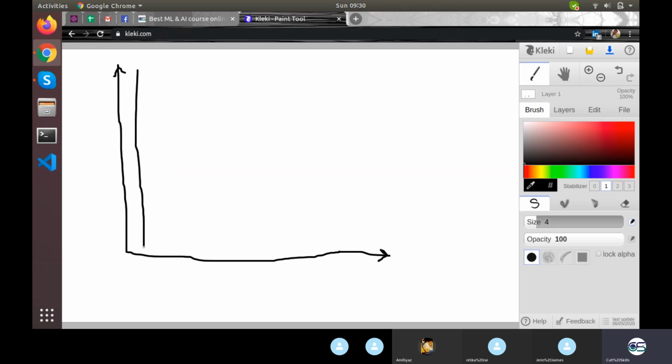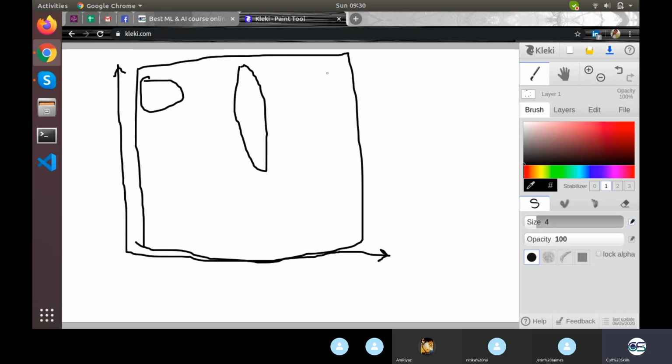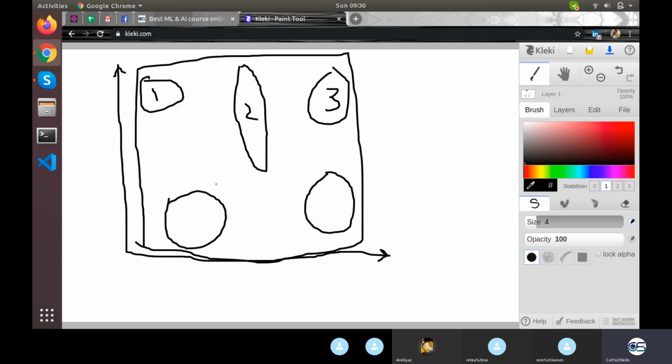I'm just making it in a kind of graph, where this represents my rows and this represents my columns. Now a bunch of people are sitting here, a bunch here, a bunch here, a few here and a few here. So let's name them: this is 1, this is 2, 3.